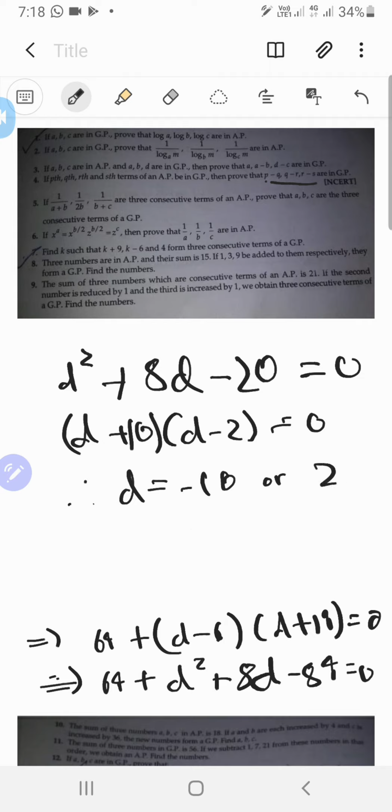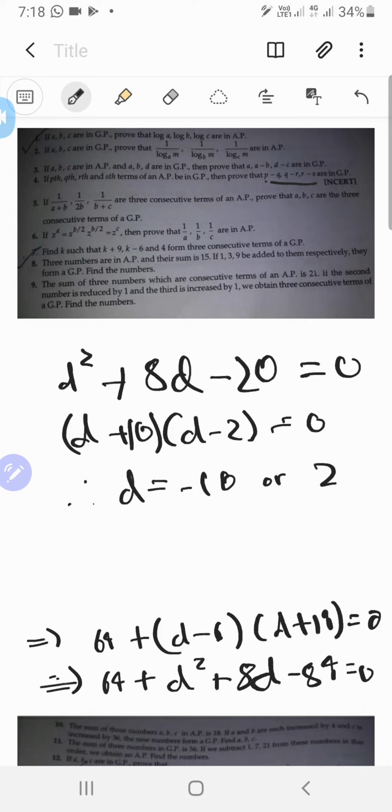So the middle term is supposed to be 5. If the difference is minus 10, then the first term is going to be 15 and the next term is going to be minus 5. Okay, so when you add 1, 3, 9 to these numbers, you get 16, 8 and 4, which is obviously in a GP.